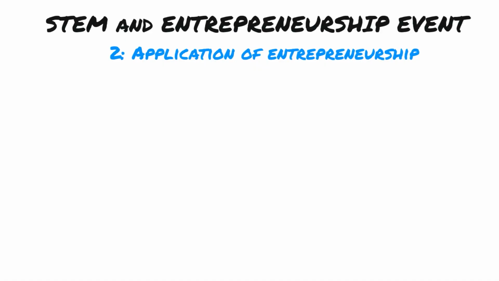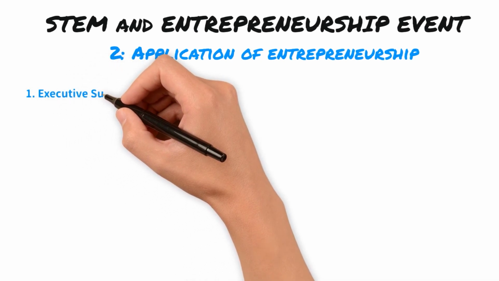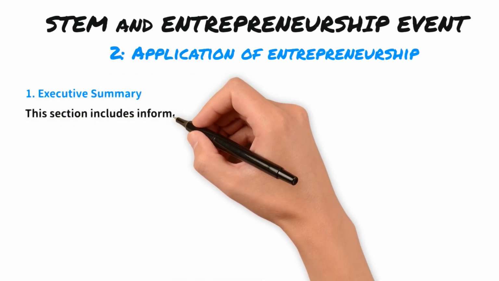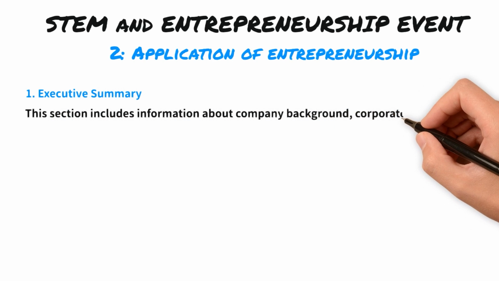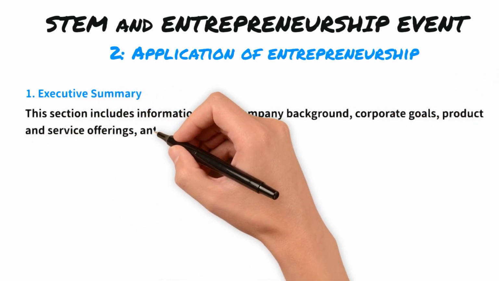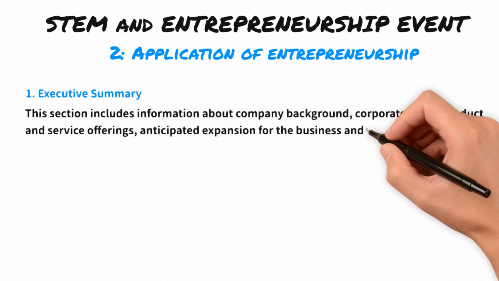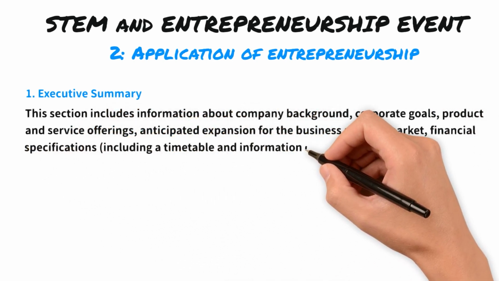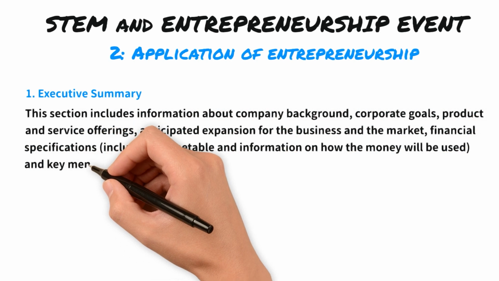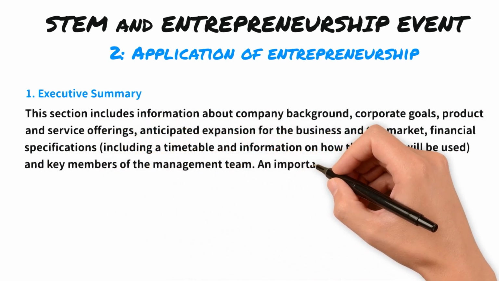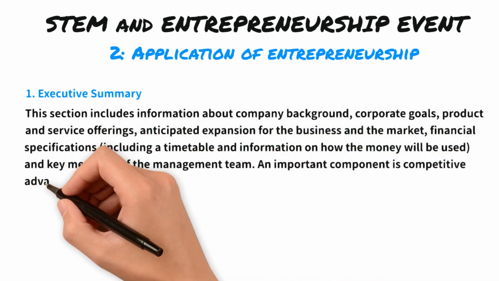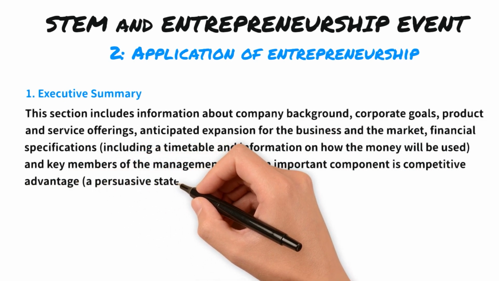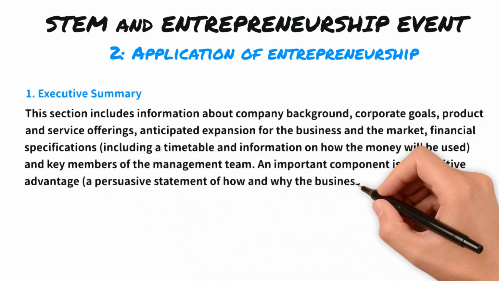STEM and Entrepreneurship Event, Application of Entrepreneurship. Executive Summary. This section includes information about company background, corporate goals, products and service offerings, anticipated expansion for the business and the market, financial specifications, including a timetable and information on how the money will be used, and key members of the management team. An important component is competitive advantage, a persuasive statement of how and why the business will succeed.